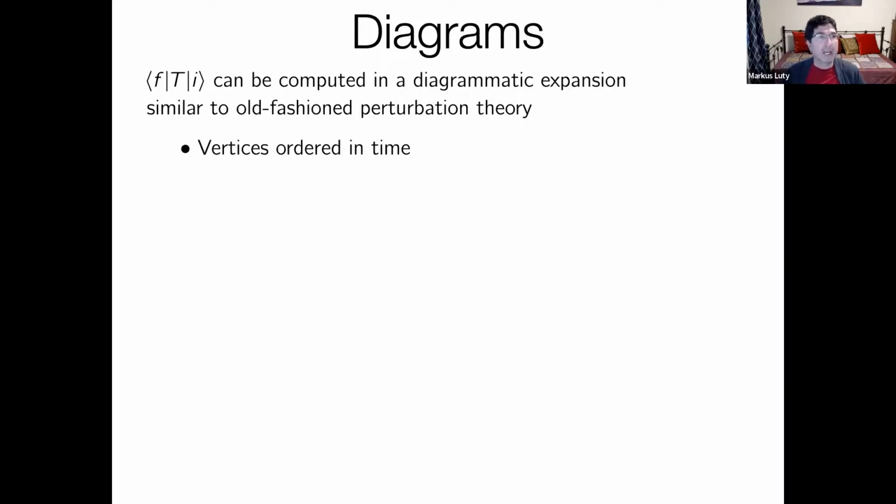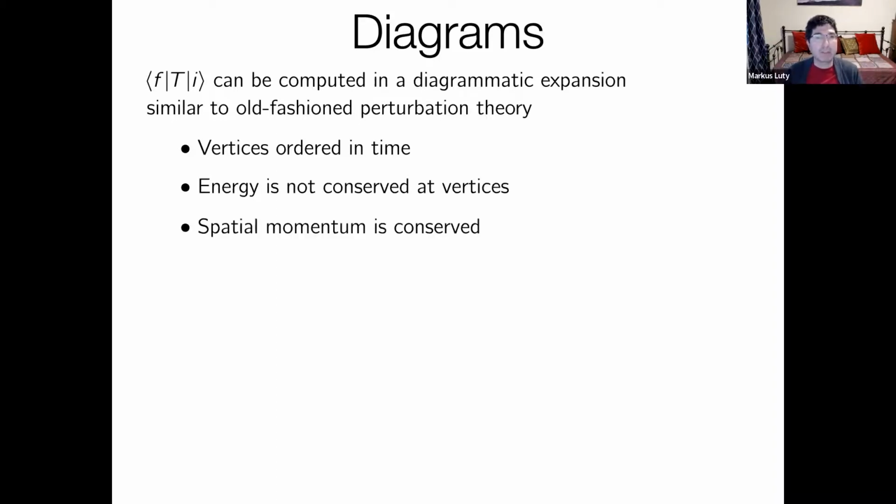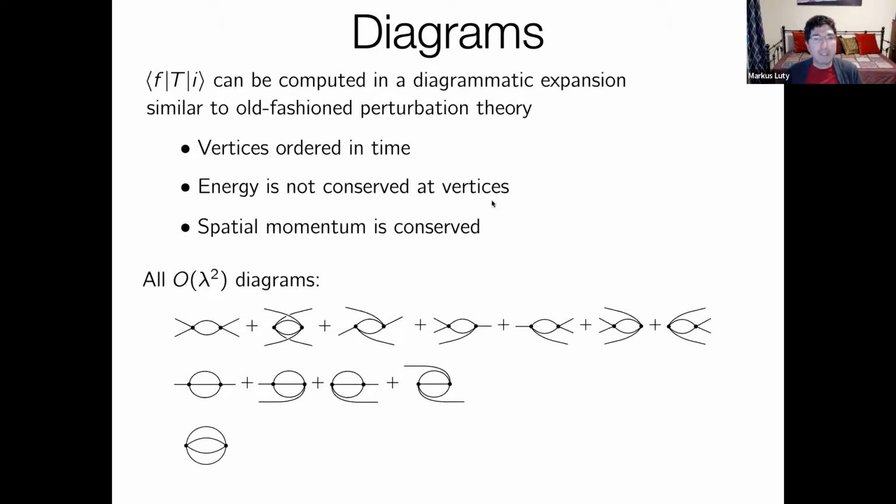And so we're going to have interaction vertices that are ordered in time. Energy is not going to be conserved at the vertices, right? But spatial momentum is conserved, all right? And so, for example, if we want to look at the order lambda squared diagrams in phi-4 theory, we have all these separate diagrams here, right? Because we're time ordered, we have to permute all the initial and final states. Those are different diagrams, and so on.